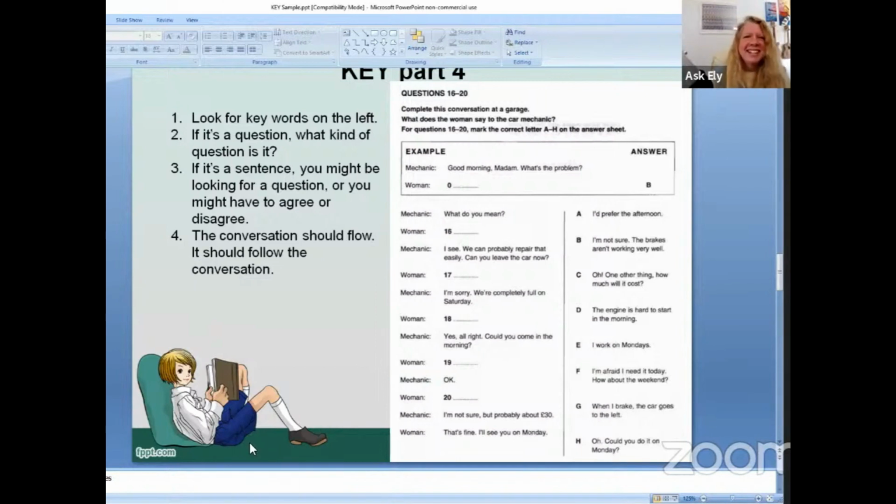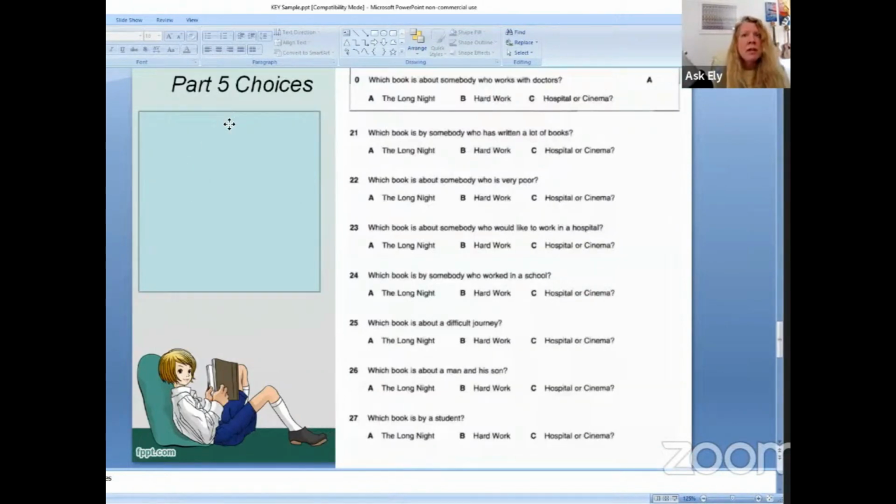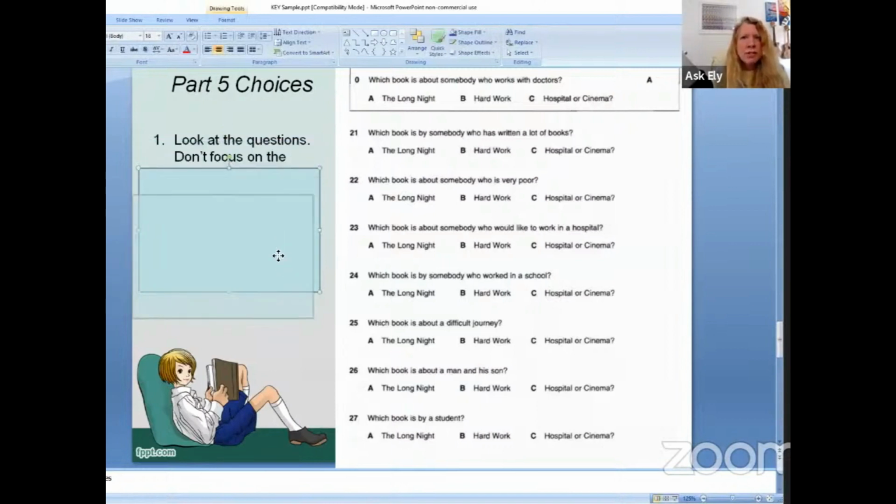All right, let's look at the next part. I have to make sure that it's big enough here. The next part is we have 3 different things to read: the long night, hard work, hospital, or cinema. This seems to be the most difficult for most students. So here are the tips to help you. Look at the questions. Don't focus on the answers. Don't think about the answers. Focus on the question. The question is the most important.